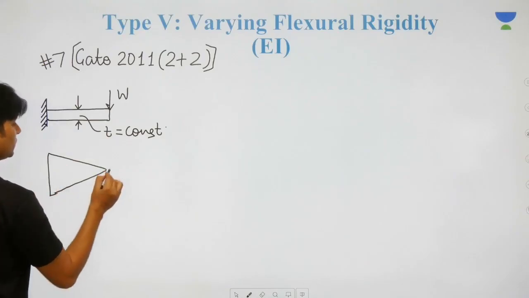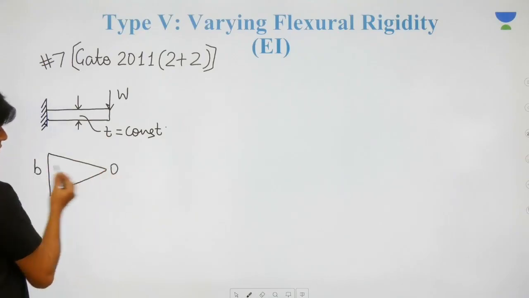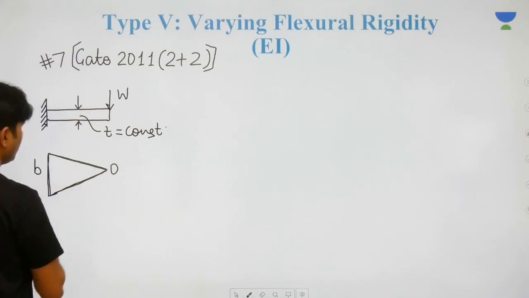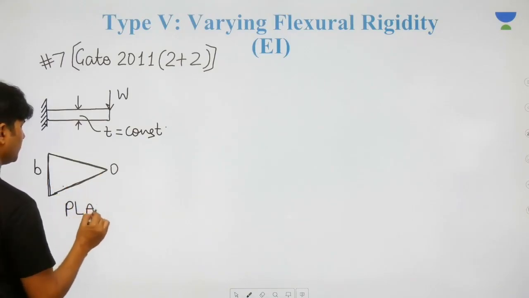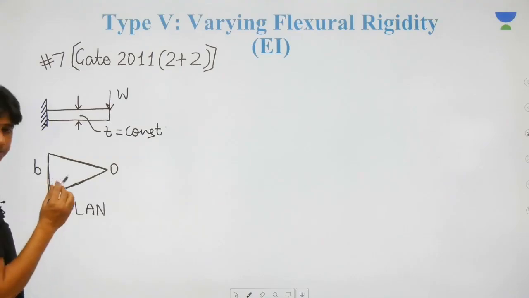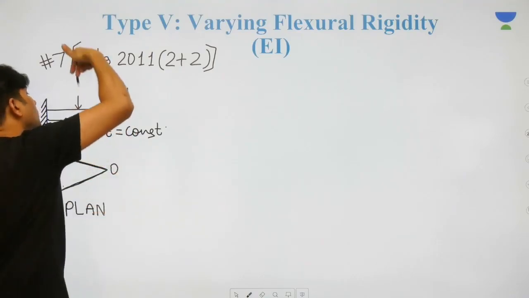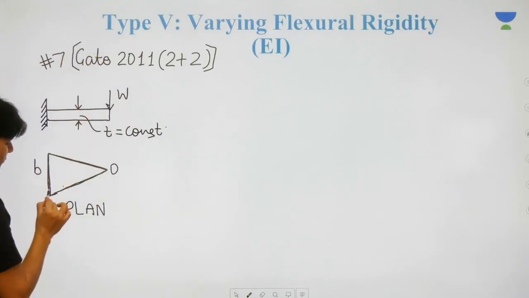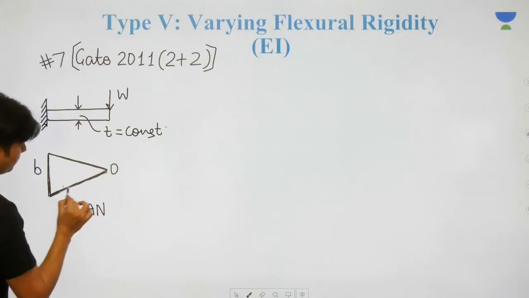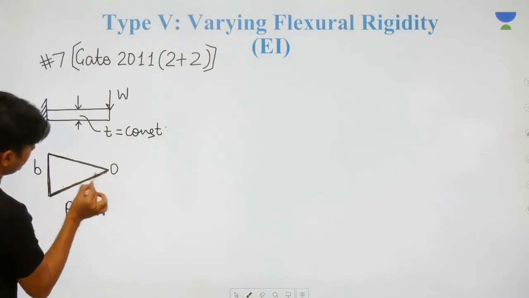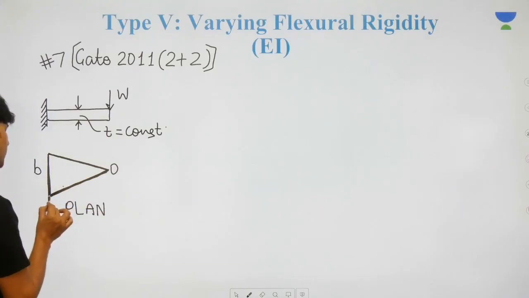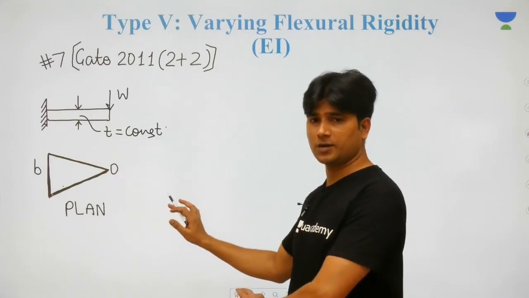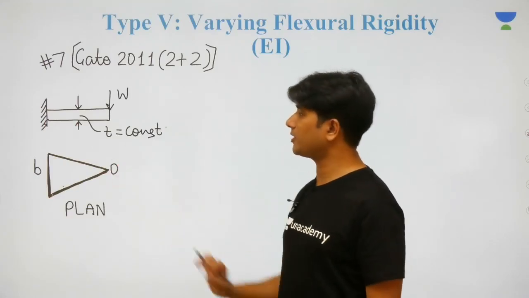So this is the variation of width. This is how the width of the cross section of the beam is varying. And this is the plan of the beam, which means the top view. If you look at the beam from the top, you will see something like this. The thickness from the front is constant, but the width is continuously varying from 0 at the free end to maximum at the fixed support. This is not any shear force diagram or bending moment diagram, this is just the plan of the beam.